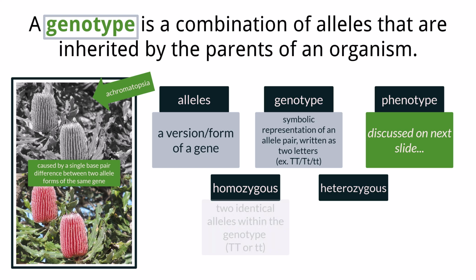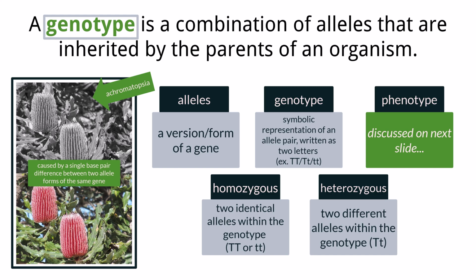Homozygous means you have 2 identical alleles, either both uppercase or both lowercase. Uppercase T, T, is homozygous dominant, while lowercase t is homozygous recessive. Heterozygous refers to having 2 different alleles, uppercase T, lowercase t. A carrier is an individual who has a recessive allele, but it does not have an effect on the phenotype, which we will continue to discuss throughout the video.